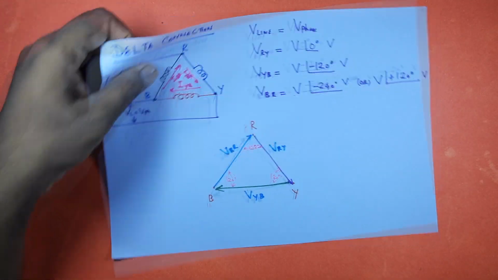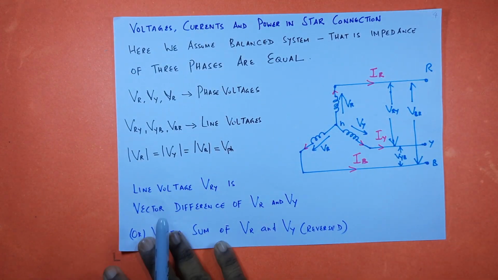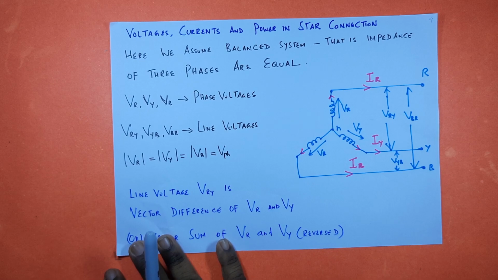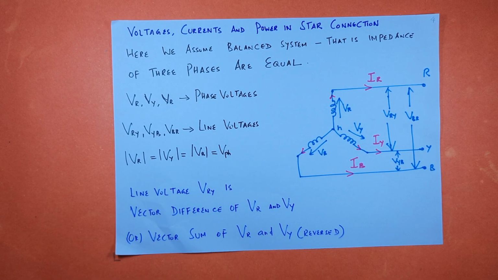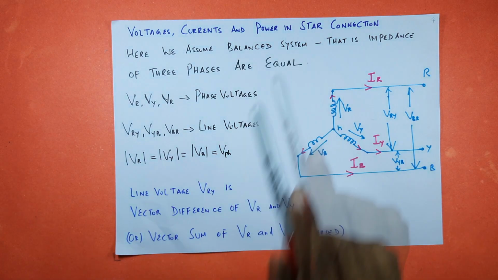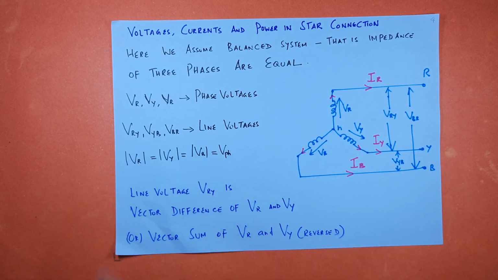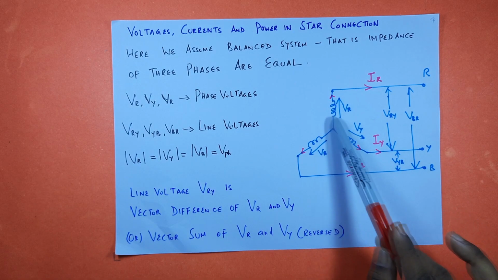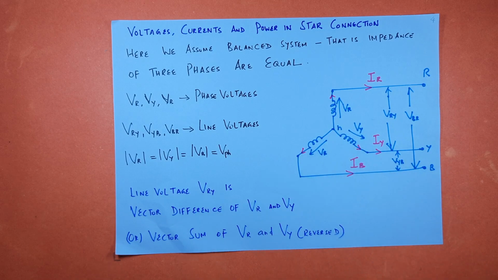Next we shall study star connection. Voltages, currents and power in star connection. As I already told, here we assume a balanced system. That is, the impedances of the three phases are equal. So the impedance of this phase, this phase, this phase are equal. Then it is called a balanced system. If they are not equal, then it is called an unbalanced system.